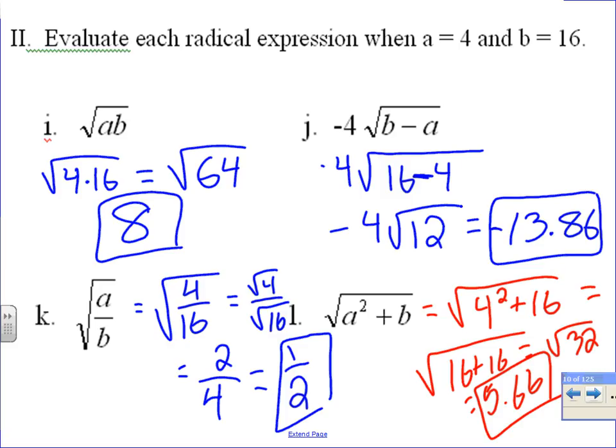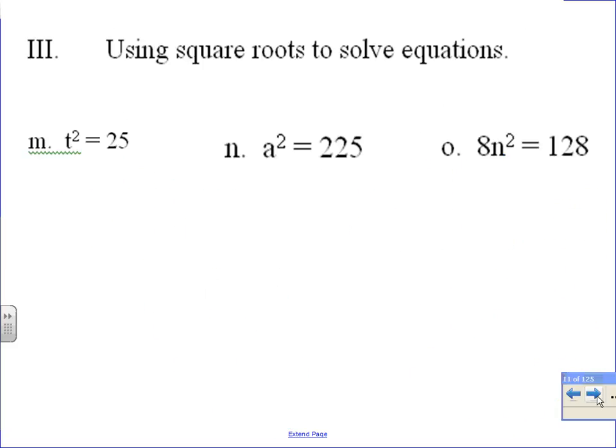Okay, let's go to Roman numeral number 3. Okay, Roman numeral number 3, sorry, I can't talk, is using square roots to solve equations. These are extremely basic and easy equations, but they're throwing square roots into it for you. So first one, t squared equals 25. How do we get rid of the square, which is your exponent? How do we get rid of that? Grace?